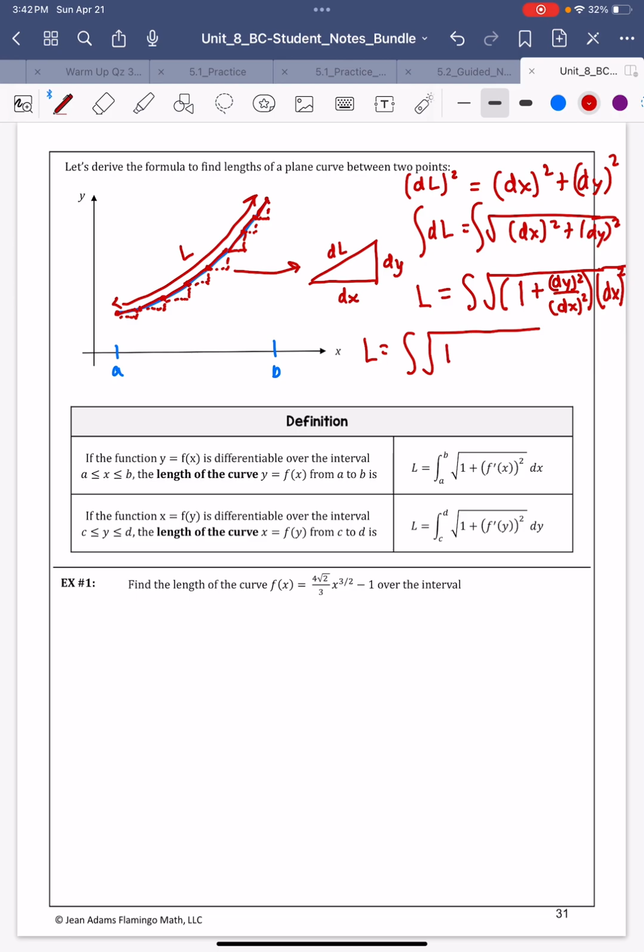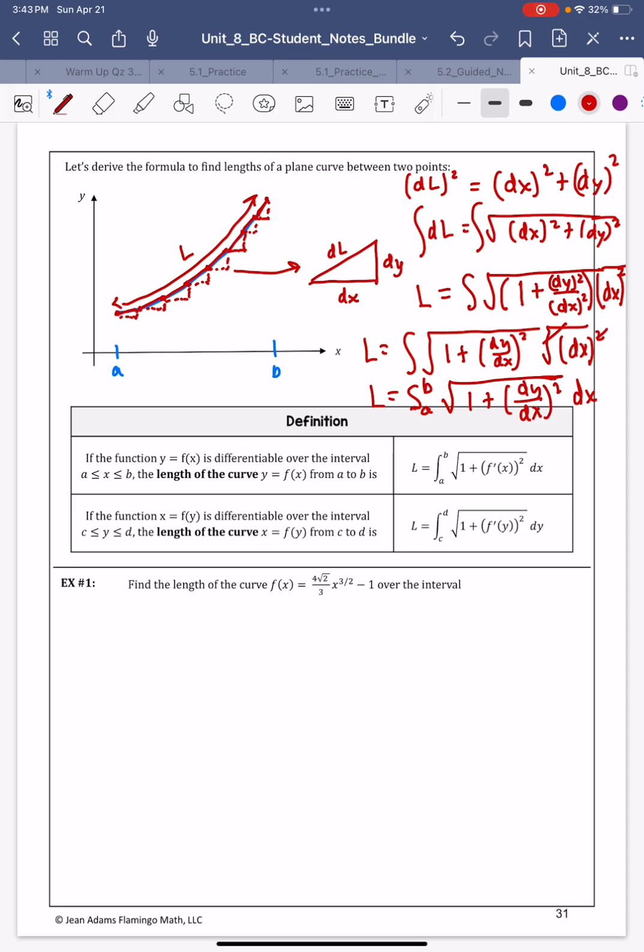So if we split these up and wrote this as dy dx quantity squared, the square root of dx squared, the square root and the squared, would go away. We could imagine going from some interval a to b, square root of 1 plus dy dx squared, and then all that would be left not underneath the root is a dx. And so we have derived our formula there for the distance along the curve from a to b.